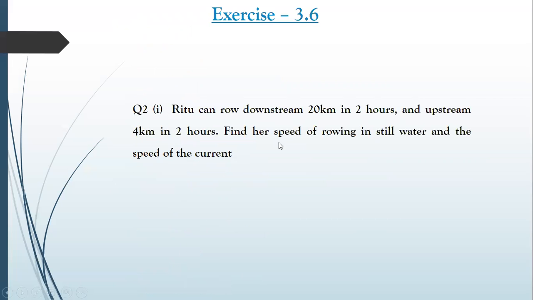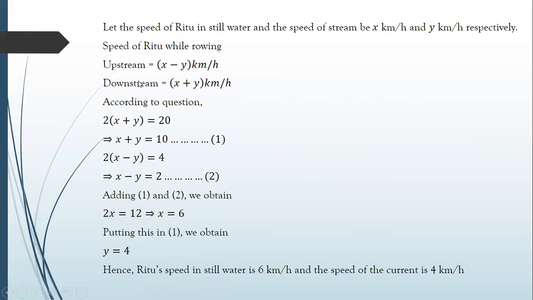Now, moving on to the word problems based on this. Ritu can row downstream 20 kilometers in 2 hours and upstream 4 kilometers in 2 hours. Find her speed of rowing in still water and speed of the current. Downstream means going with the flow of the river. Upstream means going against the flow of the river. So here we take the speed of Ritu to be x and speed of the stream to be y. Upstream, you're going against, so x minus y. Downstream, you're going with the flow, so x plus y.